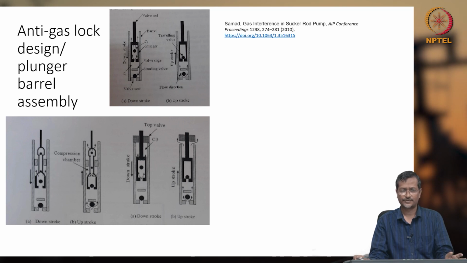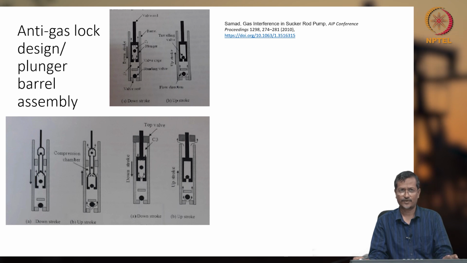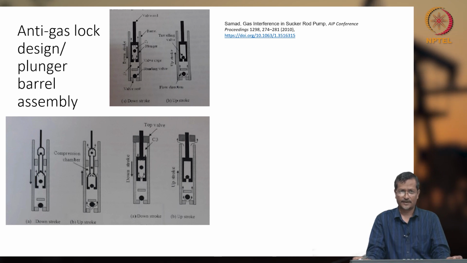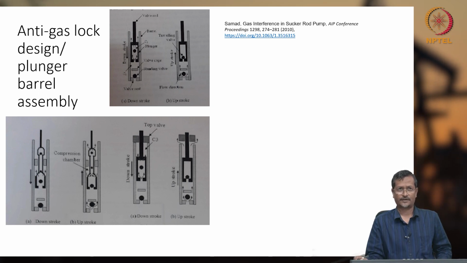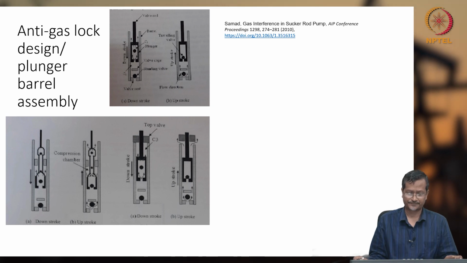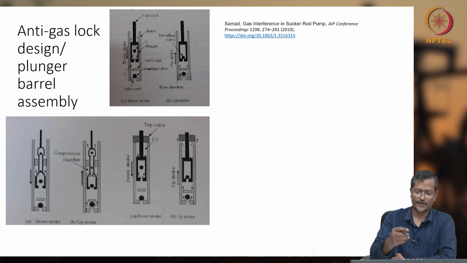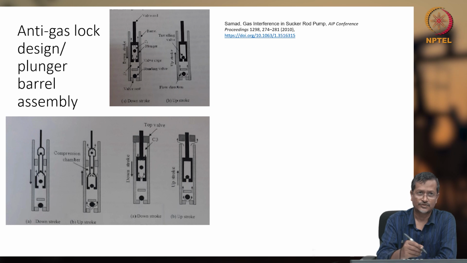So students also can try to find some more designs, if new designs are available, and do comparative analysis and see which will be better. They can even find new ideas for an anti-gas lock mechanism. So first one, you see this top picture.